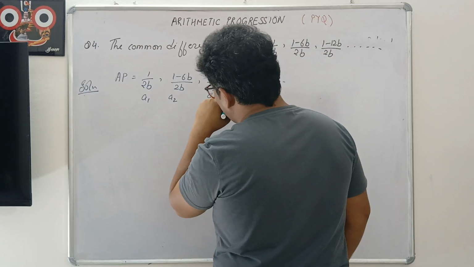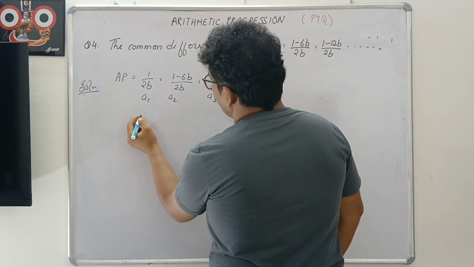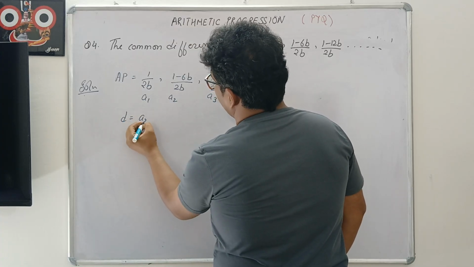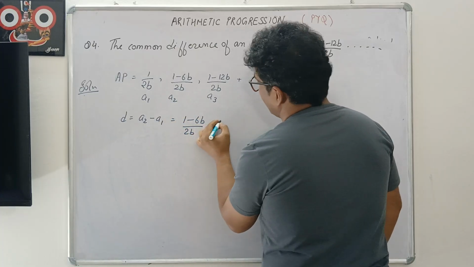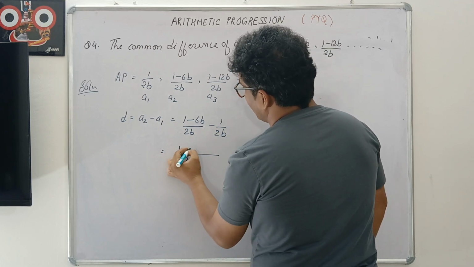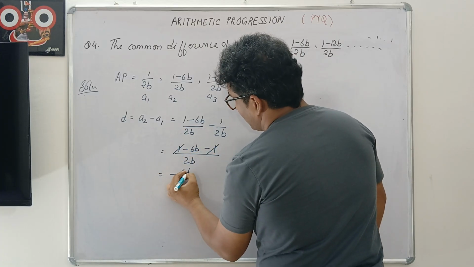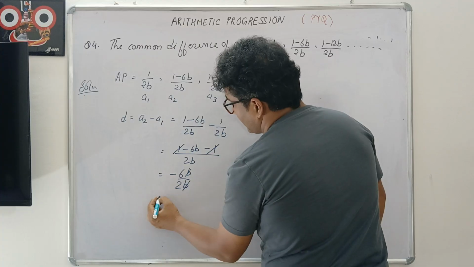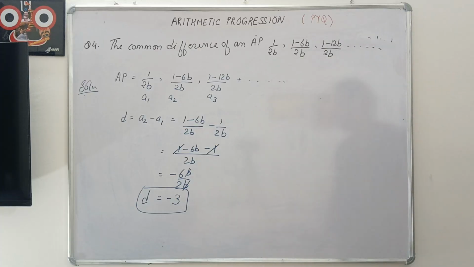Okay, so you can find it either way. So see, the difference is A2 minus A1, that is 1 minus 6b by 2b minus 1 by 2b. Okay, taking LCM 2b, this would be 1 minus 6b minus 1. This will get cancelled. This is minus 6b by 2b, b will get cancelled. This is minus 3. So your common difference is minus 3. Okay. Done. Let's move to the next question.